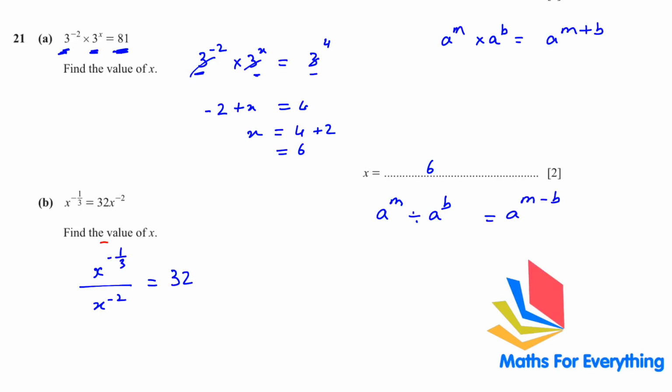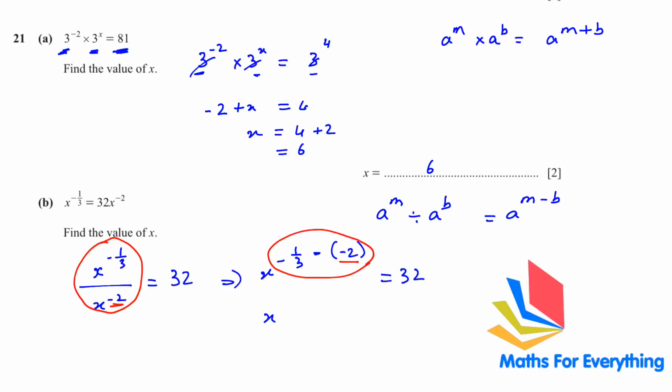I'm sure all of you are aware that this is a form of divide. So we are going to use that rule. X to the power of negative 1 over 3 minus 2. The power here is negative 2, so that's the reason there's a negative 2 in the bracket. And this is equal to 32. Just put this whole thing in the calculator and you will get 5 over 2. X to the power of 5 over 3 is equal to 32.